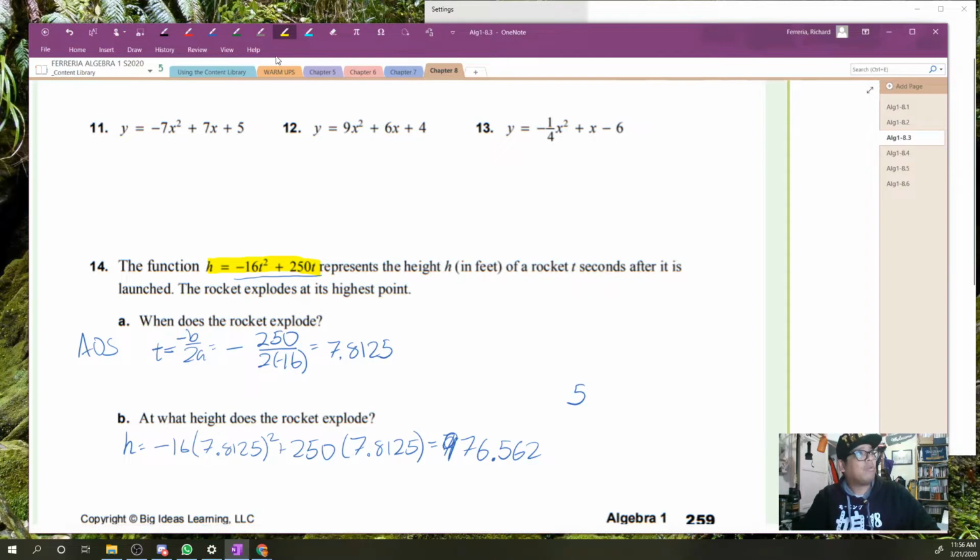7.8125. And at what height does the rocket explode? Well, you just substitute now. Substitute 7.8125 into your equation, and you get 976.5625. And I think that's in feet. It's important for us to note that. Feet. Time is in seconds.